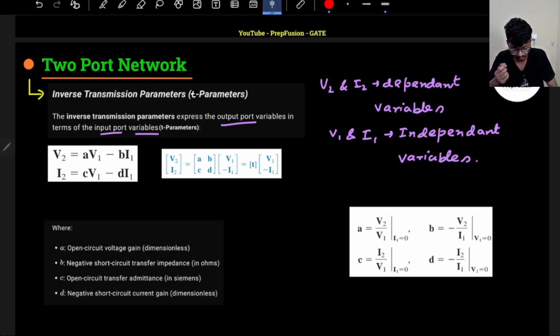And here we represent our parameters in small a, small b, small c, small d. Again port current will be negative. Here I1 will be negative. Previously I2 was negative, here I1 will be negative. That is the only thing. Basically we are defining output in terms of input.